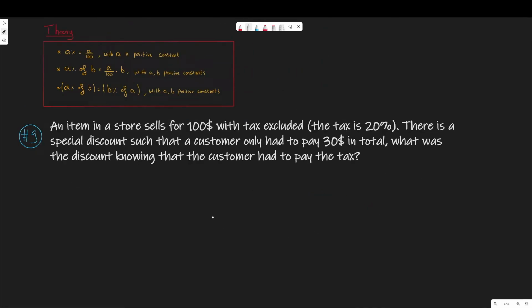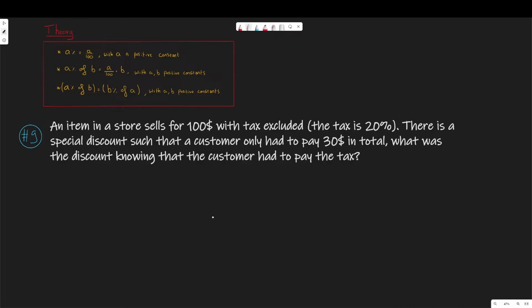For the next question, we have that an item in a store sells for $100 with tax excluded, and we're given that the tax is 20%. Now there is a special discount such that a customer only had to pay $30 in total. What was the discount knowing that the customer had to pay the tax?